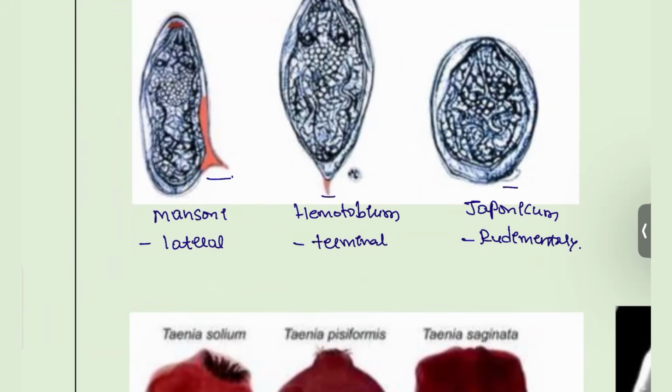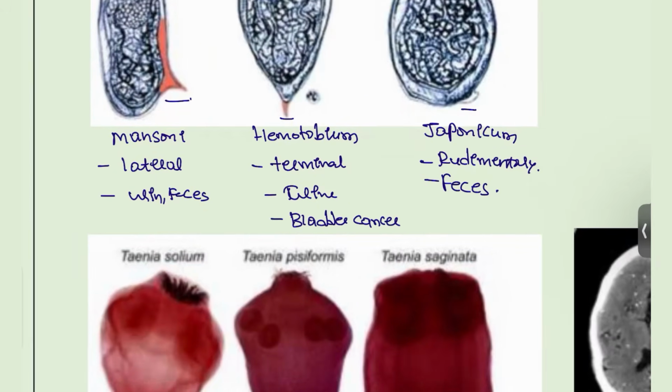The transmission will be mostly due to urine or feces. For haematobium, urine most commonly, because it is going to cause bladder cancer also. And japonicum is by the feces. First thing you have to remember: mansoni mostly involves hepatic fibrosis, whereas japonicum involves the hepatic system plus the CNS. Hepatosplenic with CNS involvement.